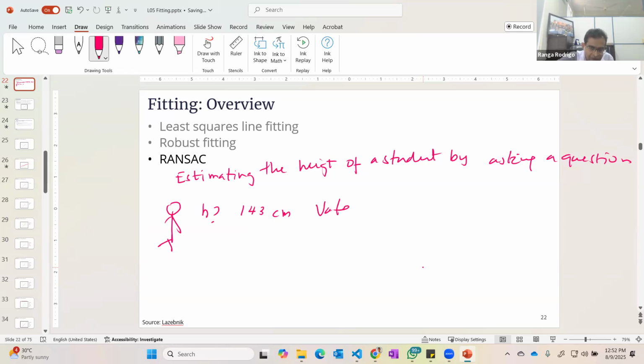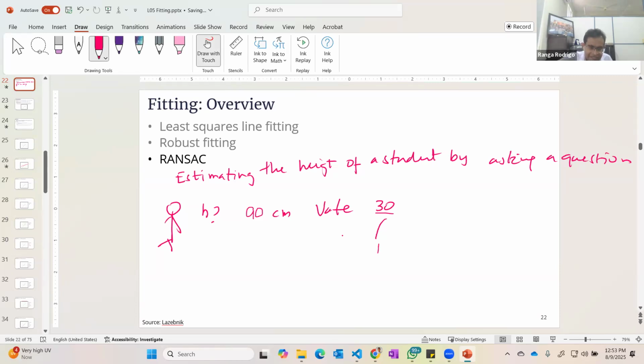I ask people to vote. Let's say the class has 30 students. Maybe I made a mistake, and due to some wrong reason we picked a very short person. He said the height is 90 something. So we asked the 30 people in the class to vote, and only one person agrees. All others disagree. Is that a correct estimation of the height? That's not the correct estimation.